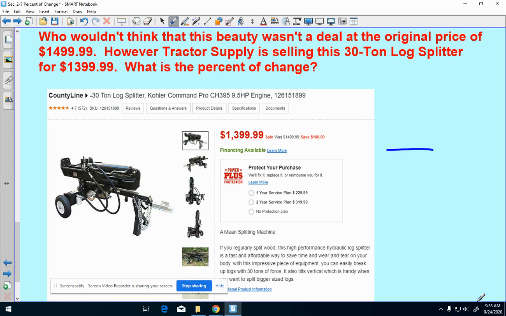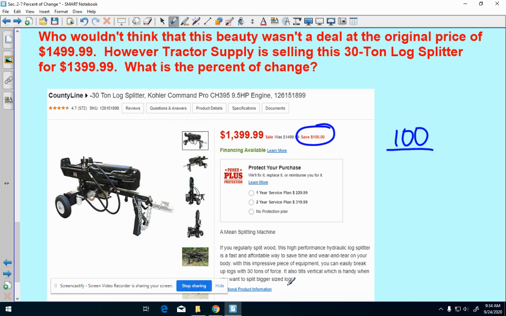I said what the new price was. Yeah. Yep. The amount of change should go on the top. That's where we better put that 100. They told us, right? You are saving $100.